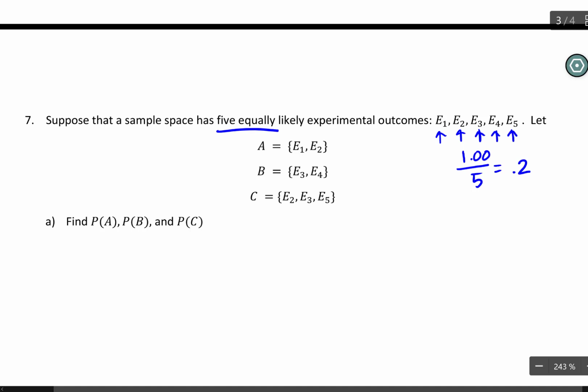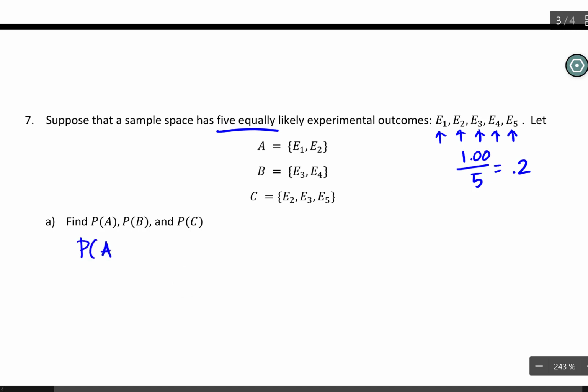So event A is made up of outcome E1, outcome E2. Event B is the set E3, E4, so outcome 3, outcome 4, and C is the event outcome 2, outcome 3, and outcome 5. We want to first find the probability of event A.